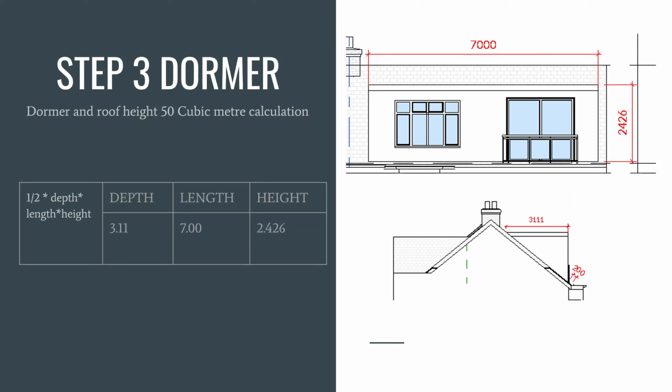Let's move on to step 3, calculating the dormer to the rear. Now we need to do 0.5 times the depth times the length times the height. Now in this scenario, we have a depth of 3.11 and we have a length of this dormer from the first picture as 7 meters and a height of this dormer at 2.426. So it will be 0.5 times 3.11 times 7 meters times a height of 2.426.